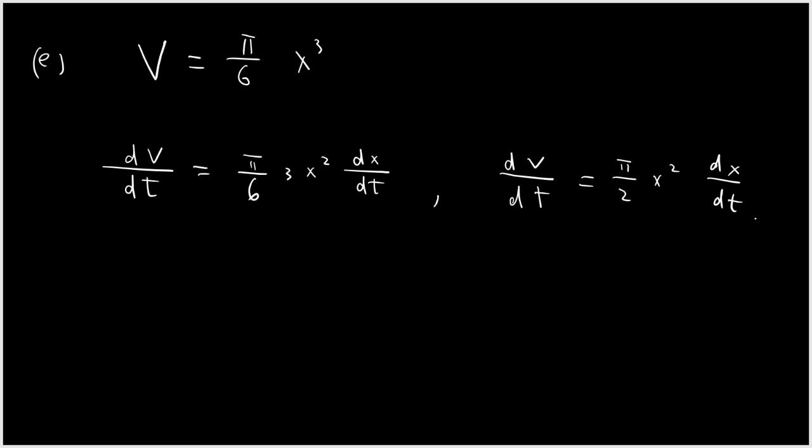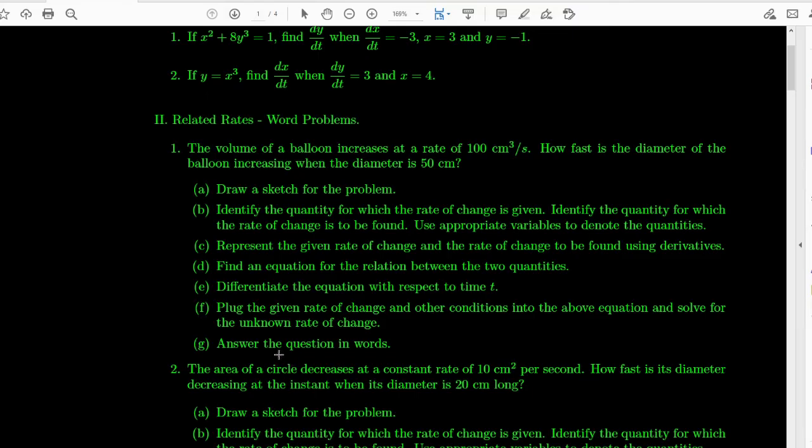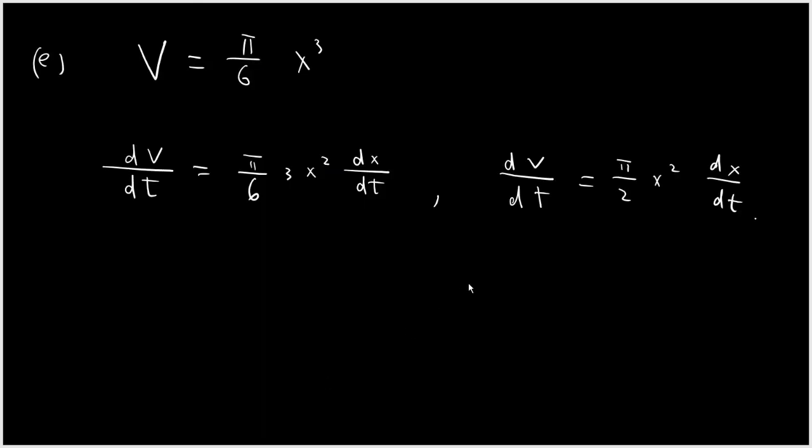I forgot the step procedures. Yeah, now we're on step F. So plug in the given rate of change and the other conditions. By other conditions, I mean when the x value is 50 centimeters long. Okay, again it's an instantaneous rate of change. And solve for the unknown rate of change. I'll show you the meaning. Now we move on to step F. Okay.